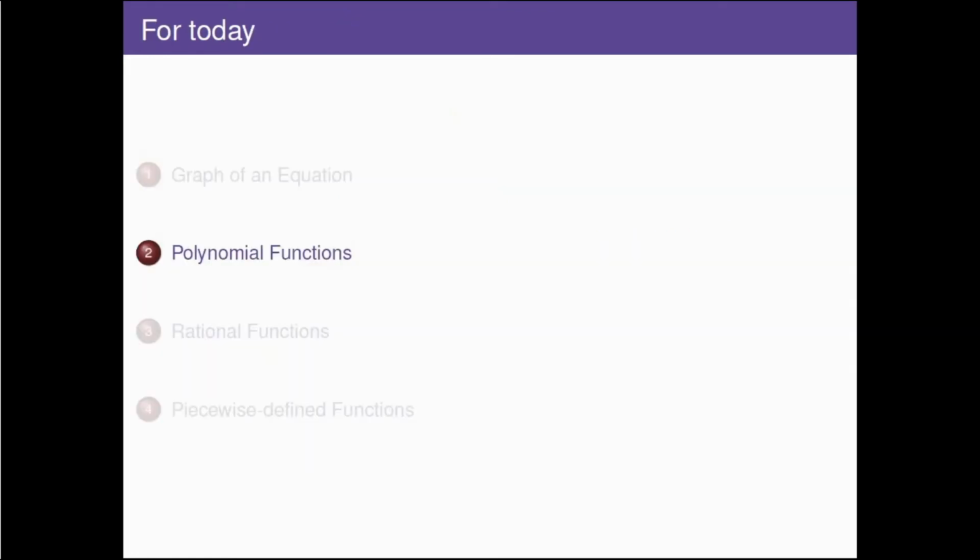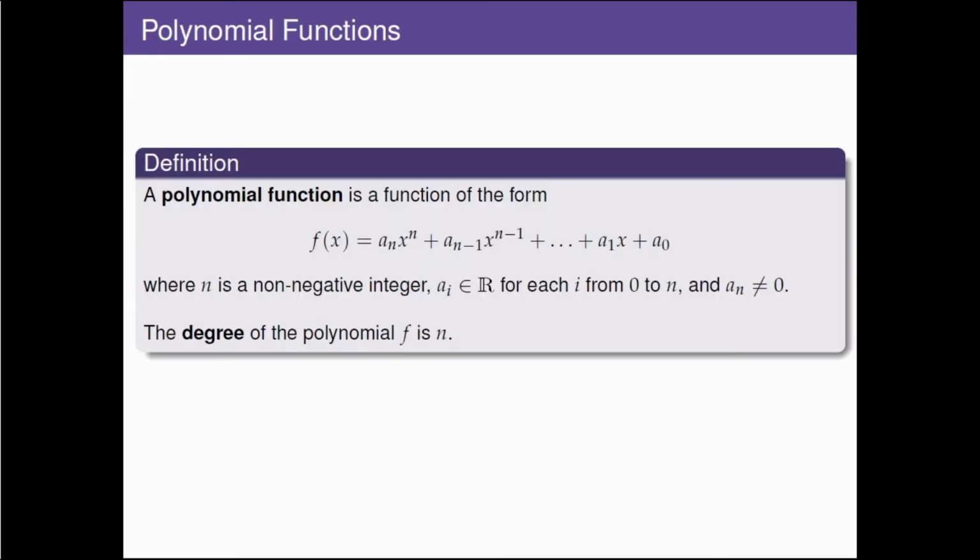Next, we proceed to polynomial functions. Recall that a polynomial function is a function of the form f(x) equals a sub n x to the n plus a sub n minus 1 x to the n minus 1 plus and so on plus a sub 1 x plus a sub 0, where n is a non-negative integer, a sub i is a real number for each i from 0 to n, and a sub n is not equal to 0. The degree of the polynomial f is n.